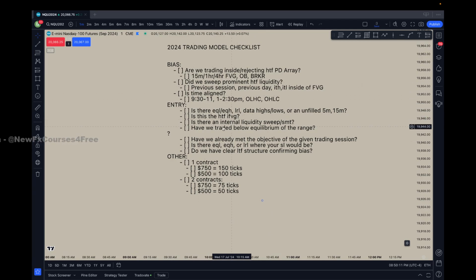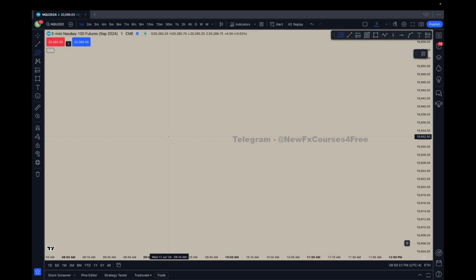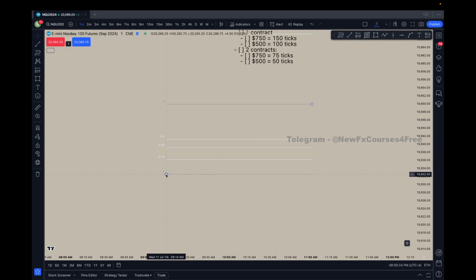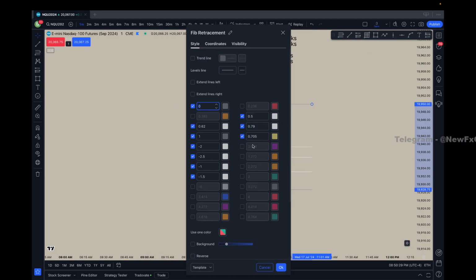Again, have we traded below equilibrium of the range? Yeah, that's generally what I ran for us. Golden pocket is below OT. It's 0.7, what is it, 08? Yeah, this is 705. 705.